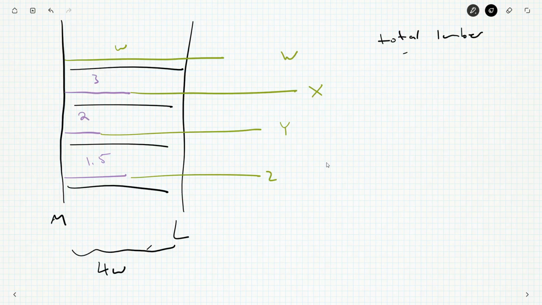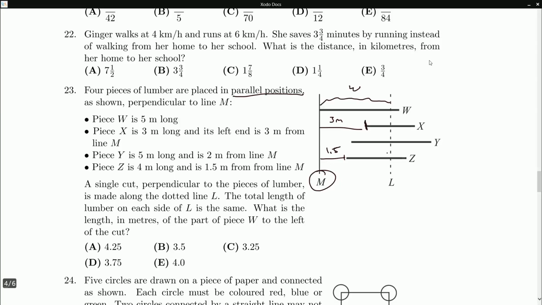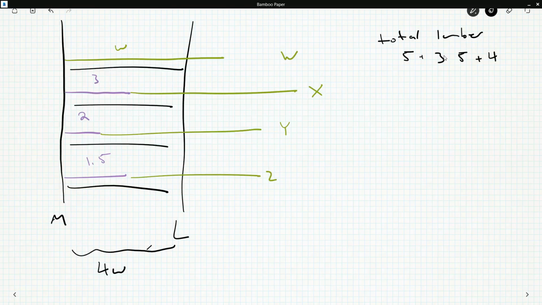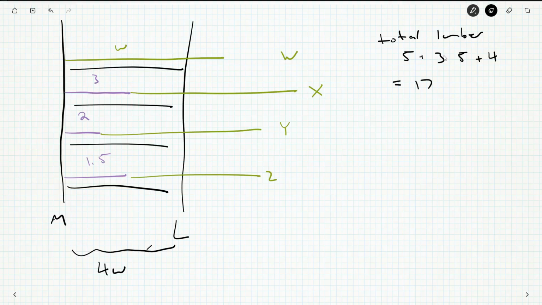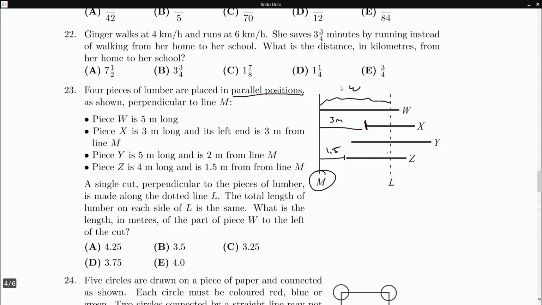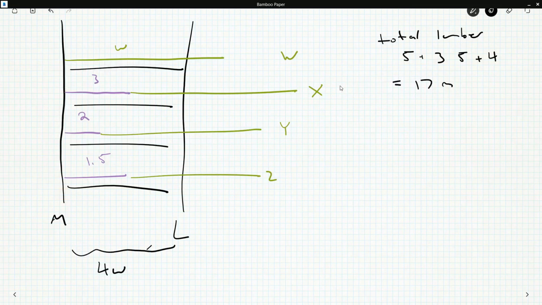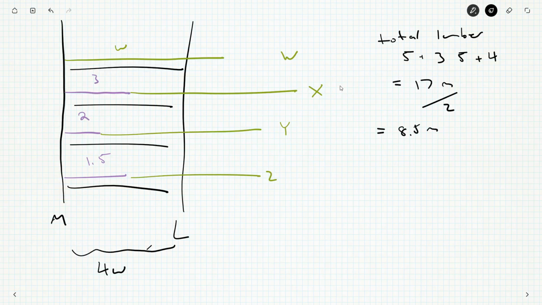Now, I can figure out the amount of wood. The total amount of lumber. W was 5. I know Y was 5. I think Z is 4. I cannot remember what X was. X is 3. So we get 17 meters of lumber. All right, just double check. 5, 3, 5, 4. Okay, yeah, 17. So that means if I divide it by 2, I get 8.5 meters on either side. So that means the total green over here on the left is going to be 8.5.